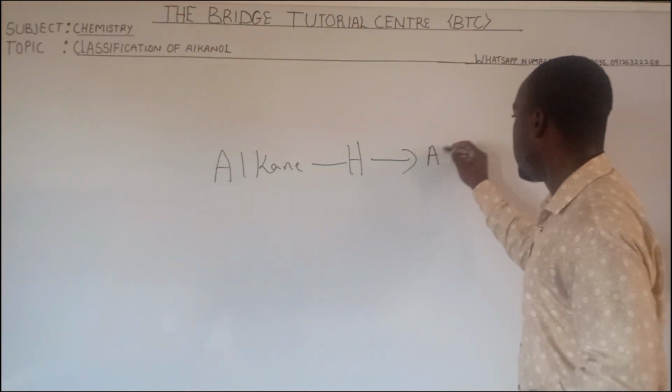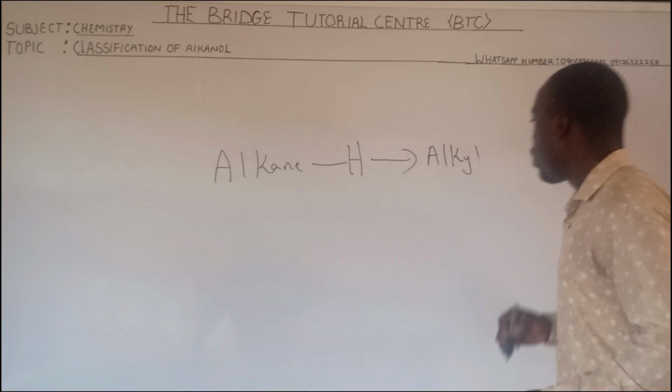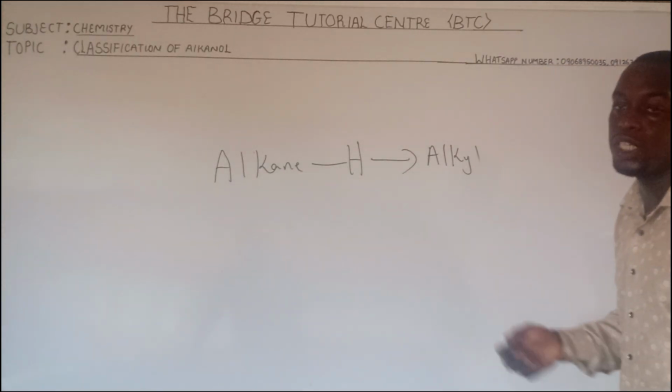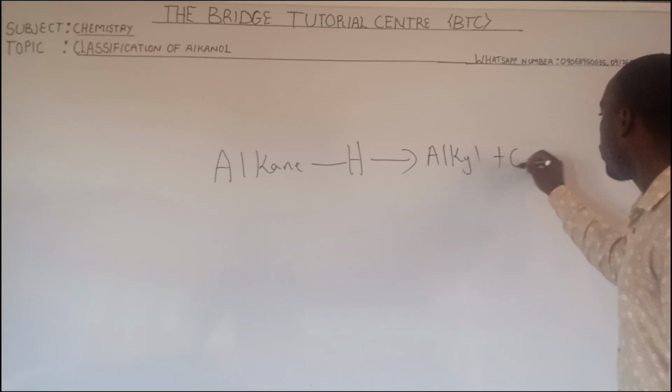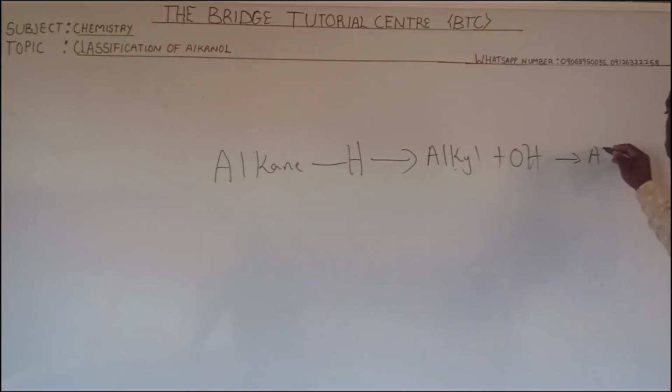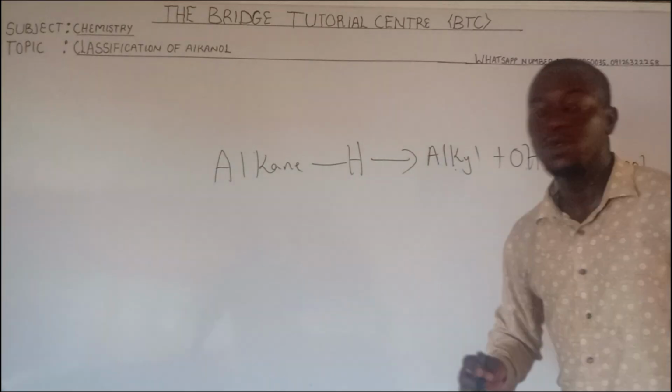To alkyl group. So after it has been changed to alkyl group, you now add hydroxyl group, which is OH. So alkyl plus OH will give us alkanol. So let's take a look at a typical example.